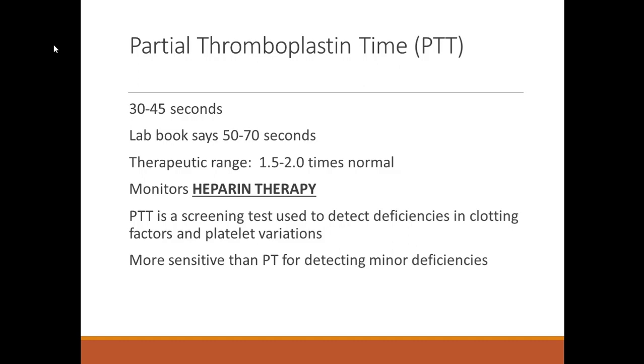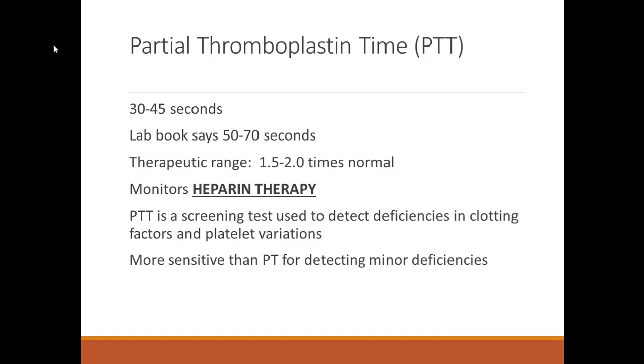So if a PTT is long, yeah, long PTT would be like unexplained bleeding or easy bruising. That's why we would do it. But diagnosis might be the DIC, liver disease, or it might also be done before surgery just to see where their blood is sitting at.